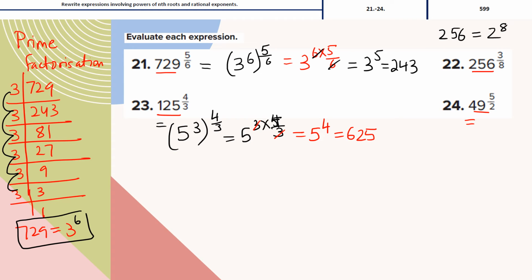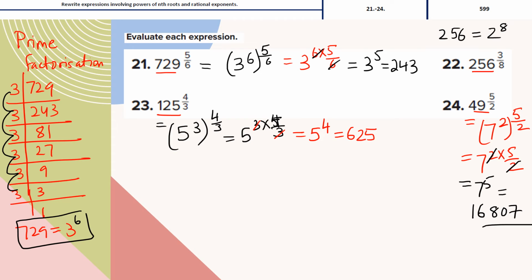Let's do this one. This is 7 square whole to the power 5 by 2. Again, it can be written as 2 multiplied with 5 by 2. Cancel 2 with 2, so this is 7 to the power 5, which is a big number, 16807.